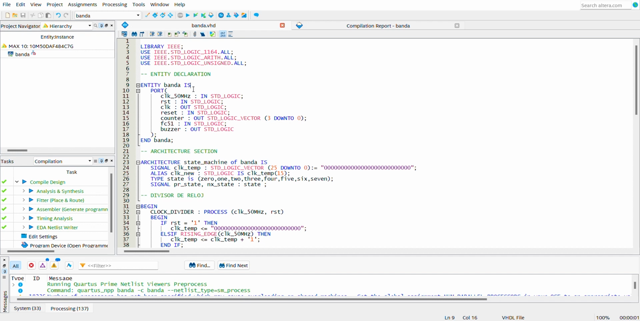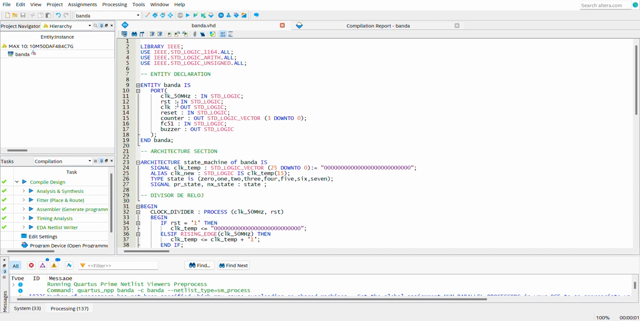The entity name is Banda. You can name it whatever you want. In this case, I put Banda because it's the Spanish word for band. So the architecture itself has a state machine and is declared with the Banda entity. Now, we have the inputs and the outputs.